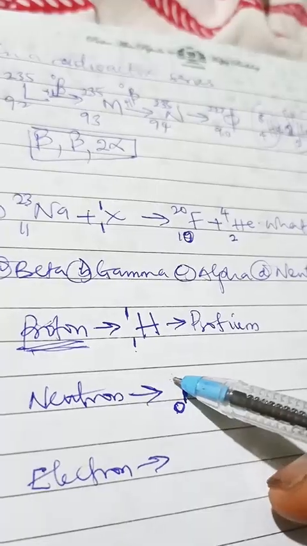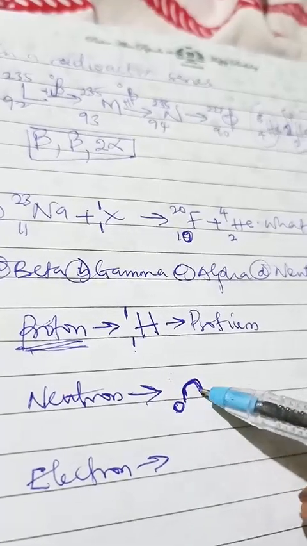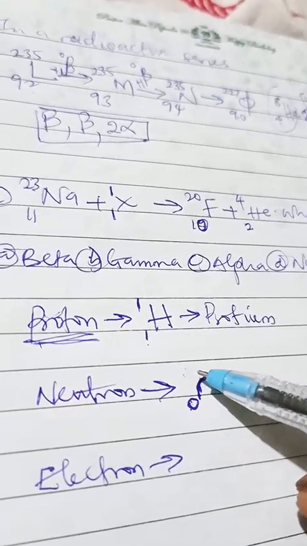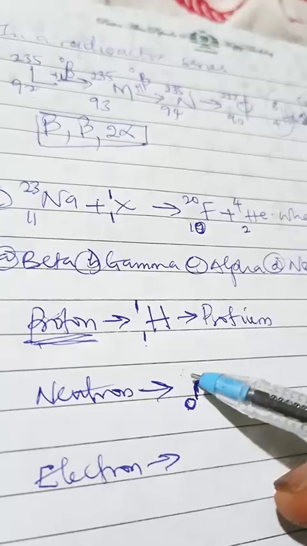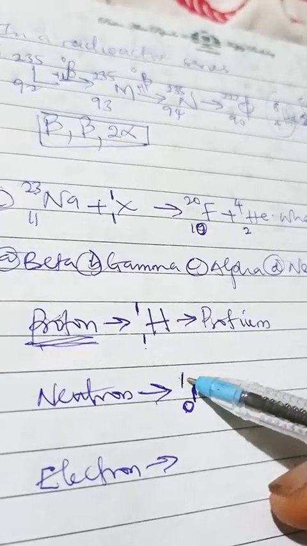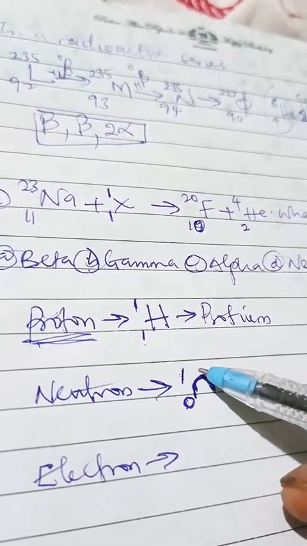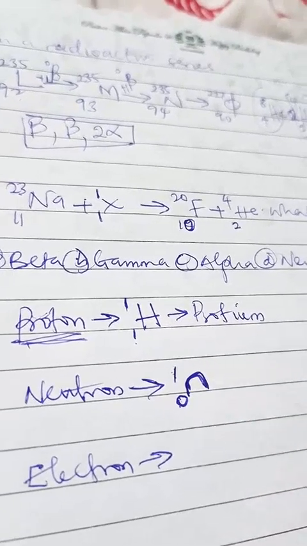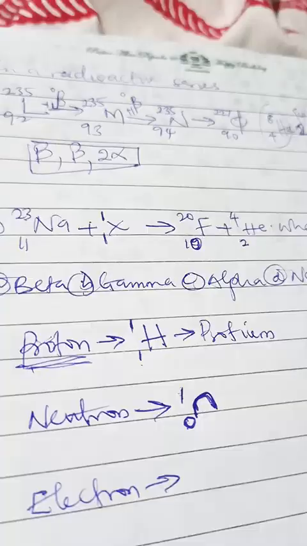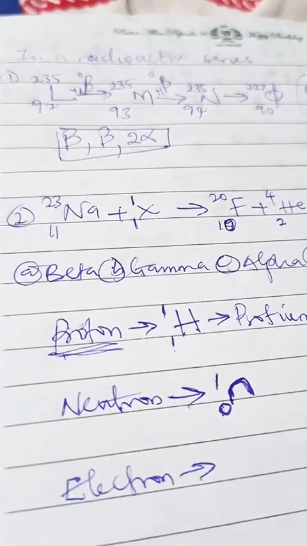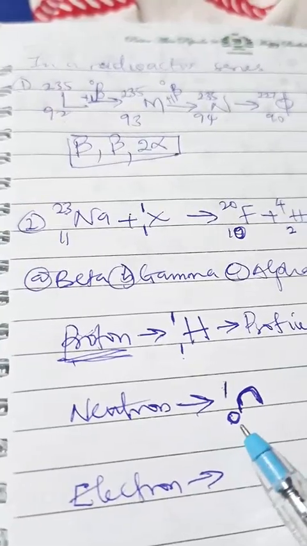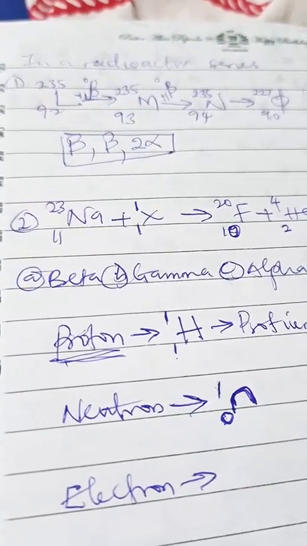So the mass number is usually neutron plus proton. But because this neutron does not have a proton, it only has a neutron. So it will have 1. 1 plus 0 proton. That is 1 neutron. So this is the symbol, or this is how to write for neutron. It has 0 down at the atomic number, 1 up as the mass number.